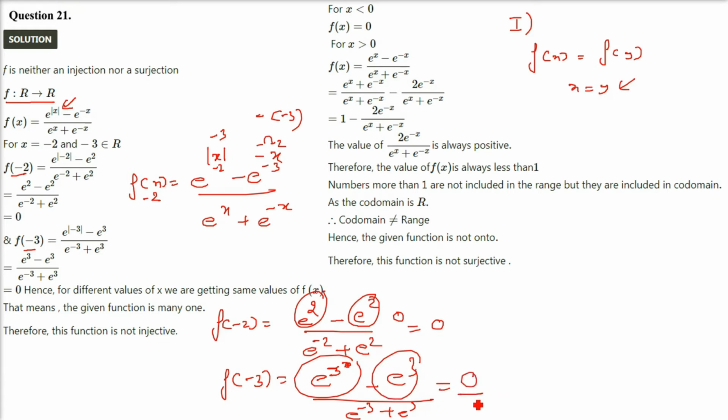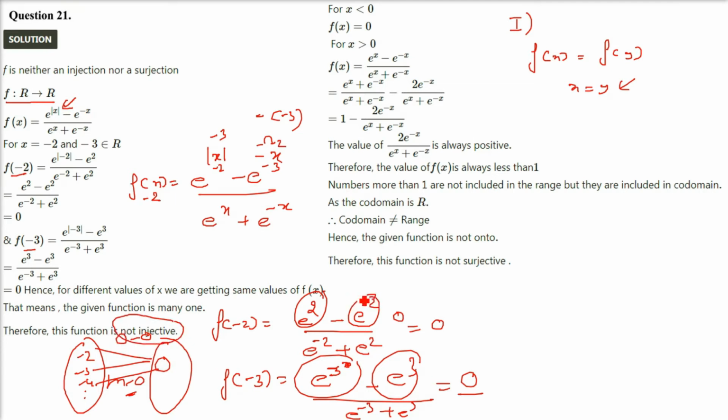You don't have to go for other values, because for negative 2 you are getting 0, and for negative 3 also you are getting 0. It's very clear. Let me map it. For negative 2, negative 3, negative 4, negative 1, negative 5, any negative integer, or even any negative real number, it is many to one. It is not one to one. First thing, it is not injective. Clear?